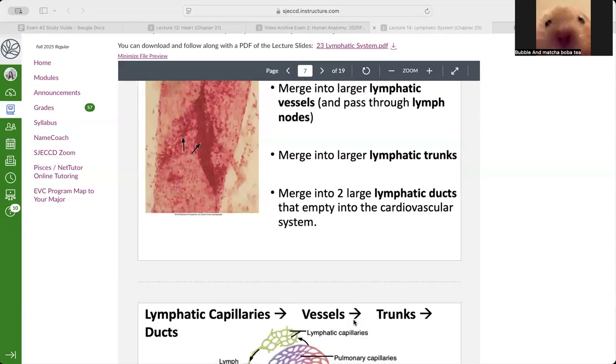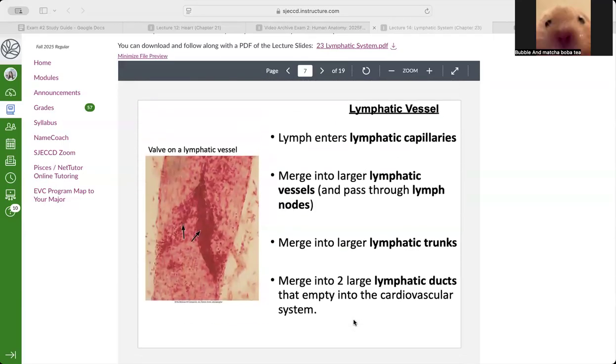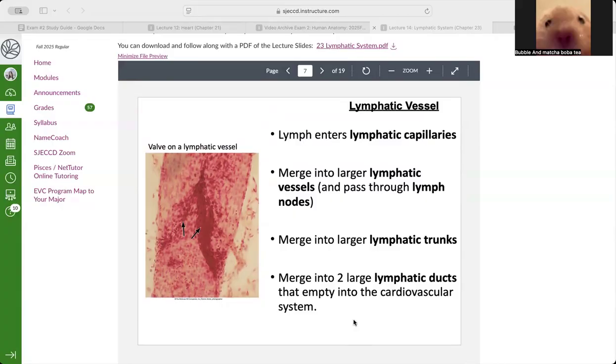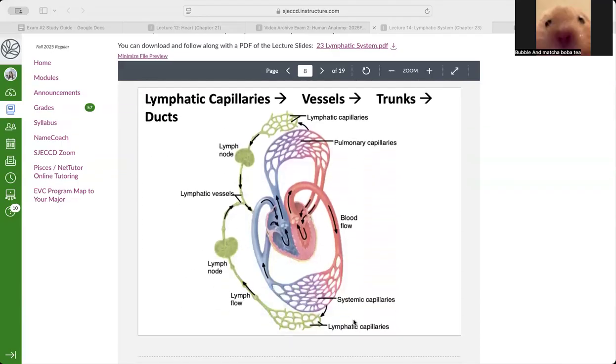So the lymph enters the lymphatic capillaries and they merge into lymphatic vessels, and then lymphatic trunks, and then lymphatic ducts. So the process is capillaries, vessels, trunks, and ducts. CVTD. Okay? So the lymph enters the lymphatic capillaries, which merge together to make the lymphatic vessels. Lymphatic vessels only have one-way valves.